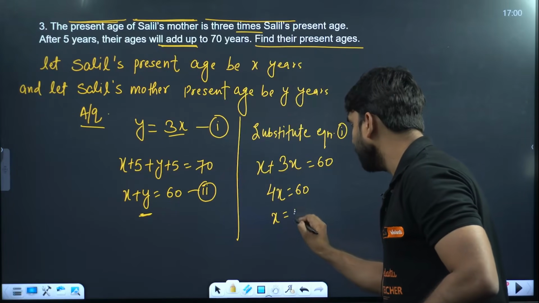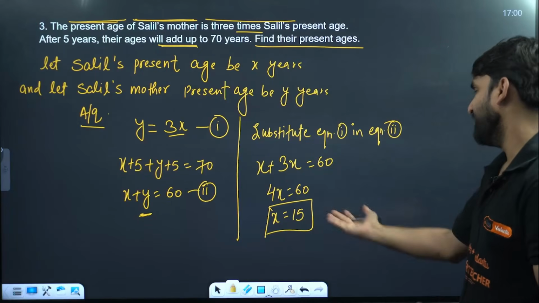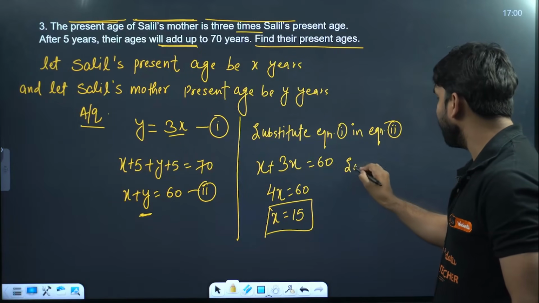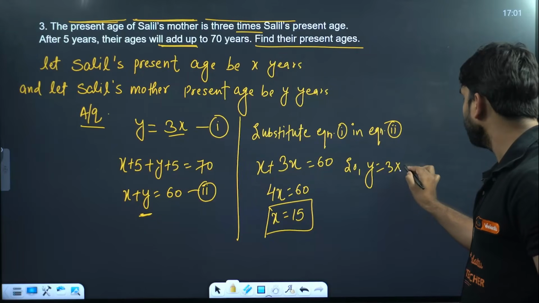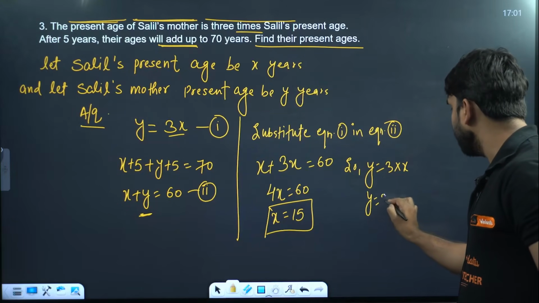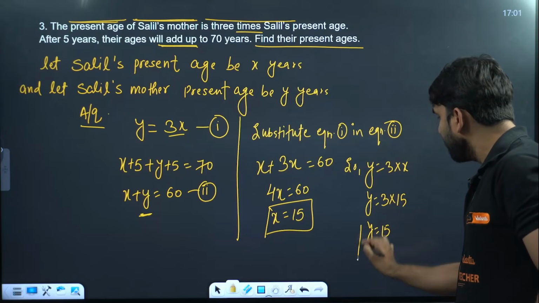So x will be equal to 15. 60 divided by 4 is 15. And once you get x, what will be y? We can use this equation. So 3 into 3x. So x will be 3 into this. So y is equal to 45.